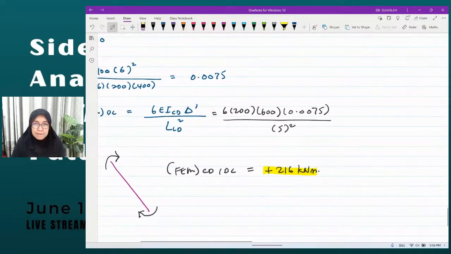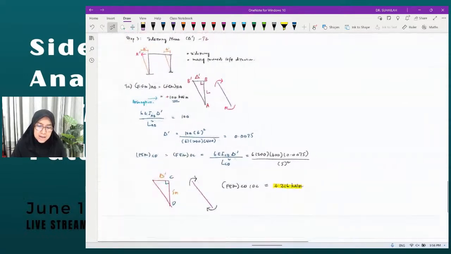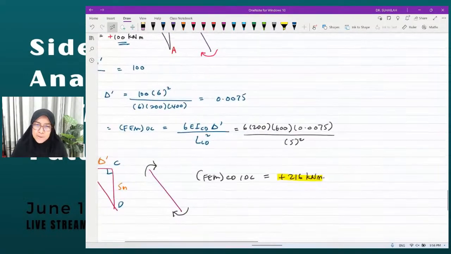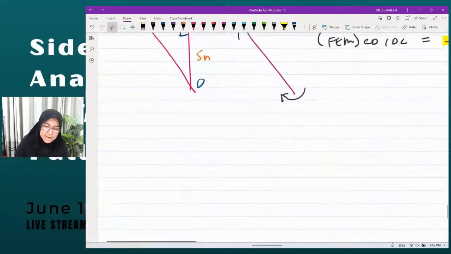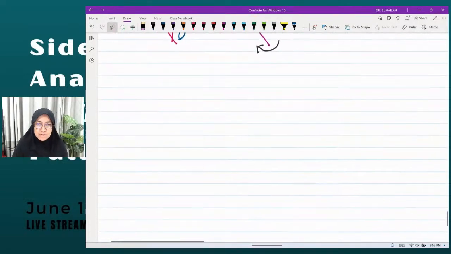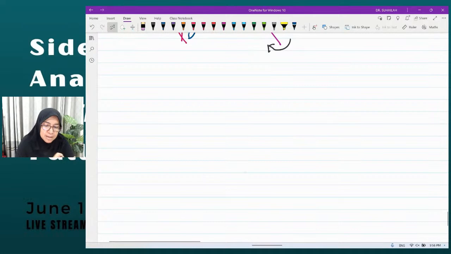But before that, I want to show you how we verify this value. We want to check whether the FEM ratio that we get, 216, is correct or not. We get it using the ratio.